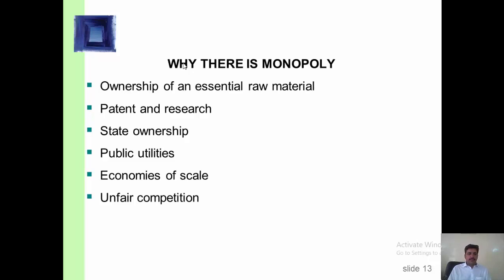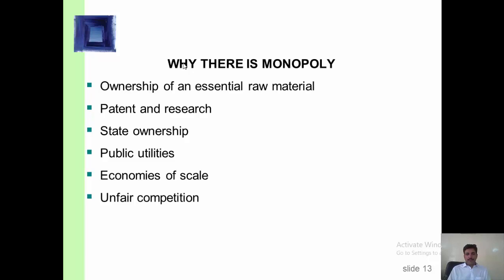State ownership. Sometimes the state owns certain industries, certain enterprises in which heavy investment is required and the private sector is shy to invest in it. So they don't have much competition or most of the market is covered by such industries. So the monopoly is established. Public utilities. Sometimes the government, in order to provide public utilities at reasonable prices, establishes corporations or organizations which become monopolist in the provision of that particular public utility.